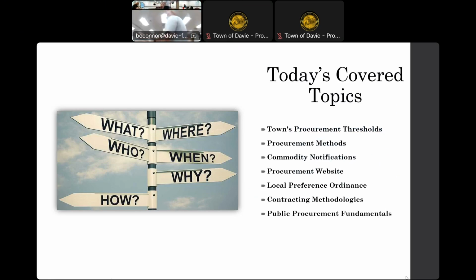So we're going to talk about our procurement thresholds, procurement methods, how we do our notifications, our procurement website, local preference, contracting methodologies, and public procurement fundamentals.